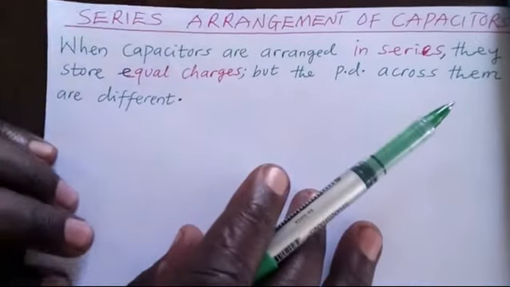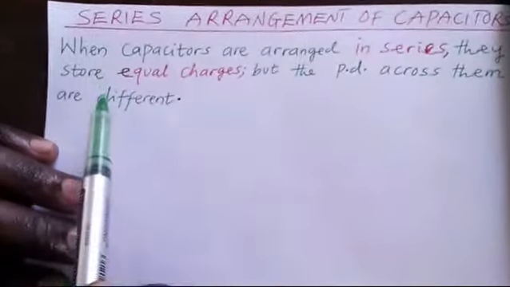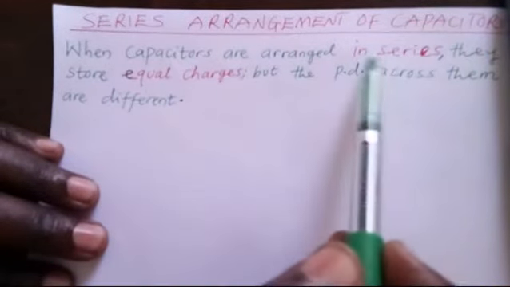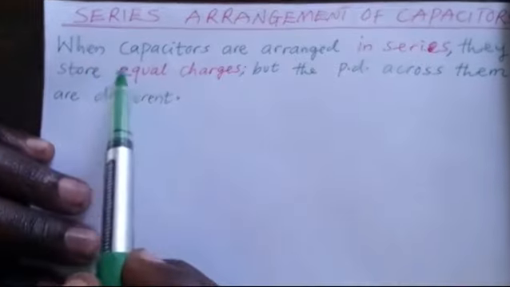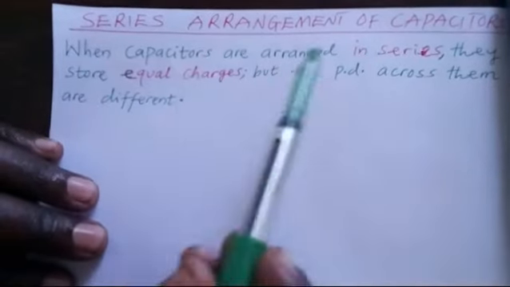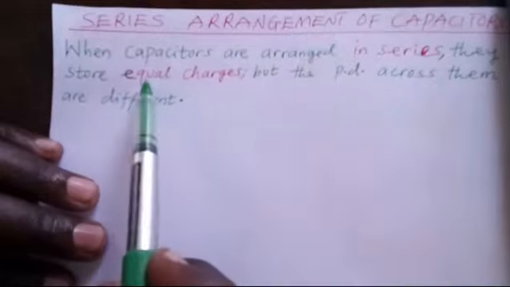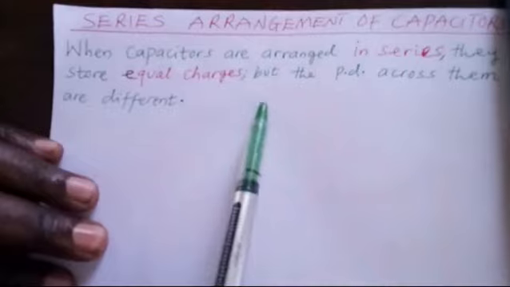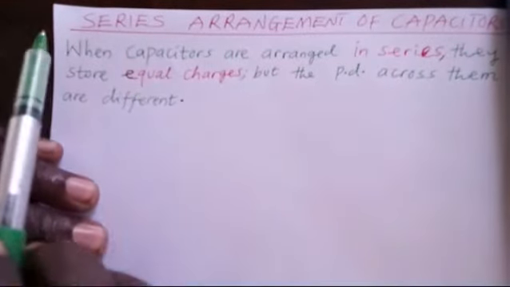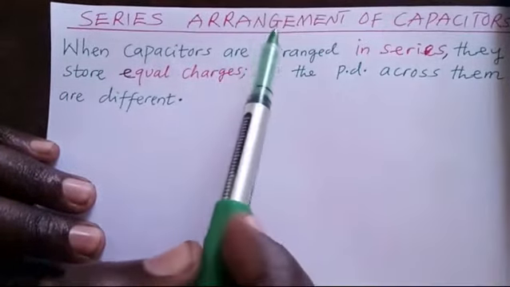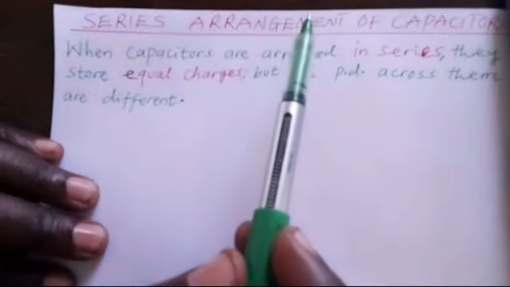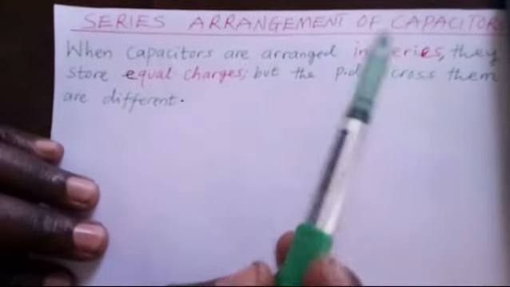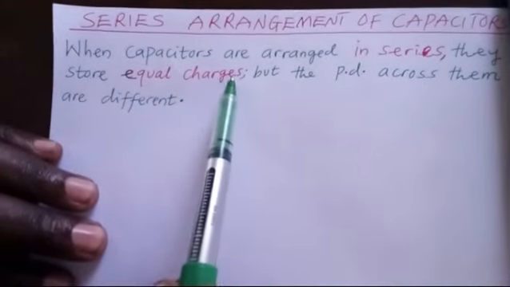Now here is an important thing to take note of. When capacitors are arranged in series, they store equal charges. Whenever they are arranged in series, they will store equal charges. Meaning if you have 5, 6, 7, whatever number of capacitors with different values of capacitances, maybe one is 50 microfarad, the other one 20 microfarad, provided they are connected in series, they will store equal amount of charges.